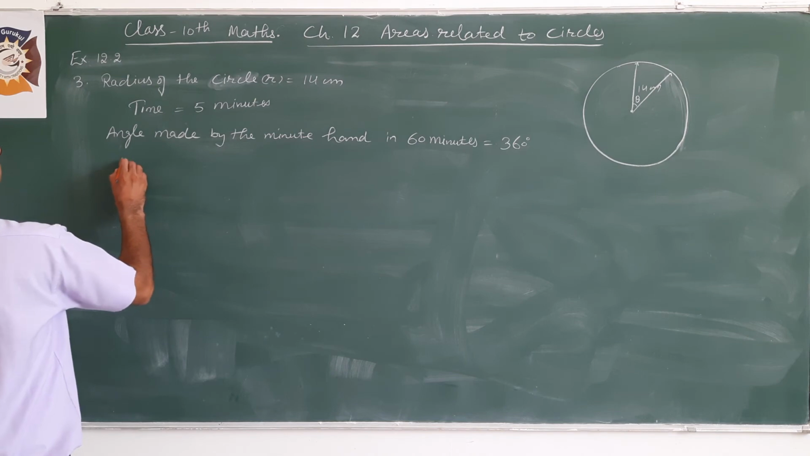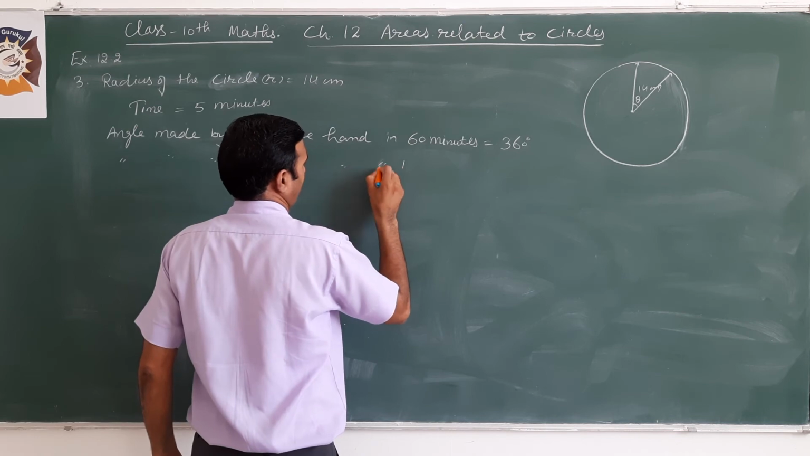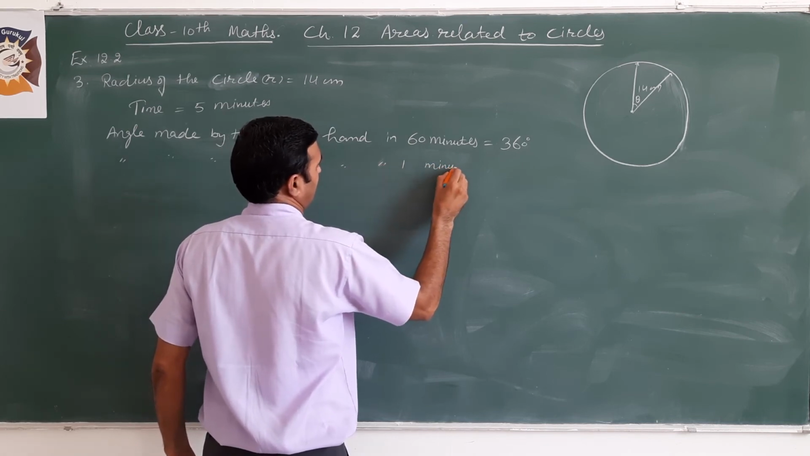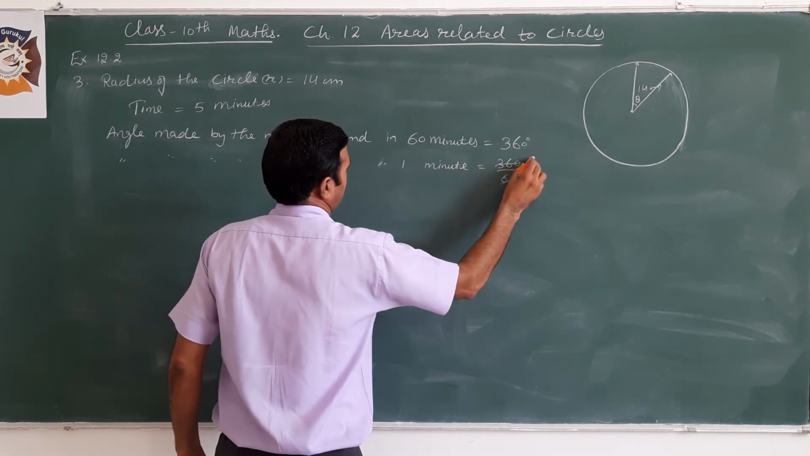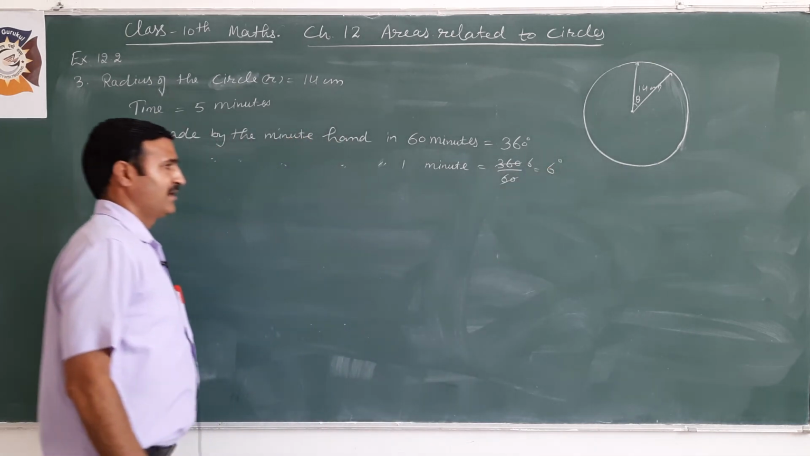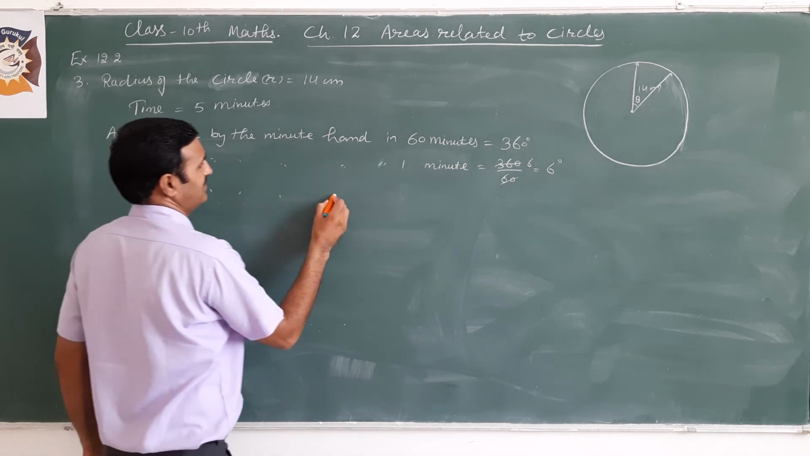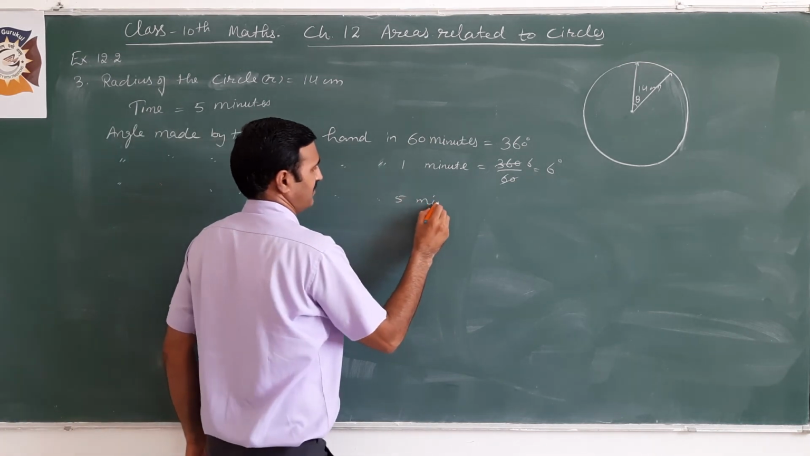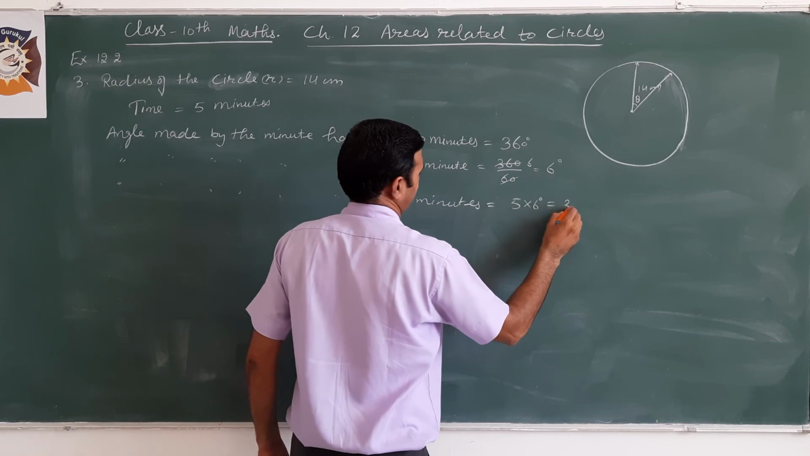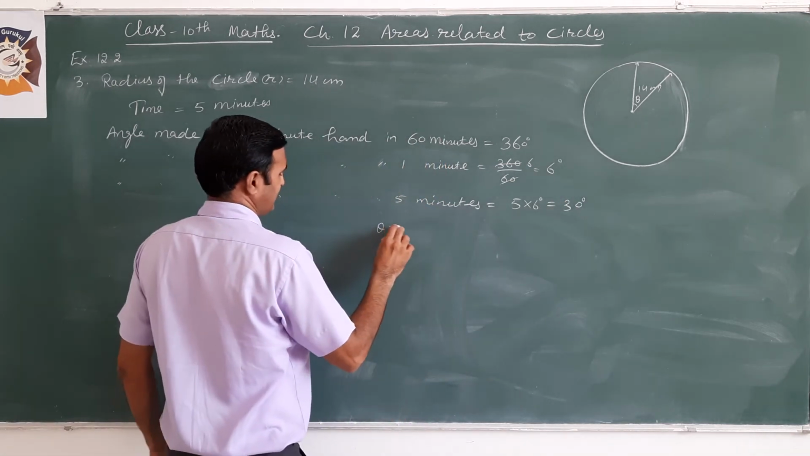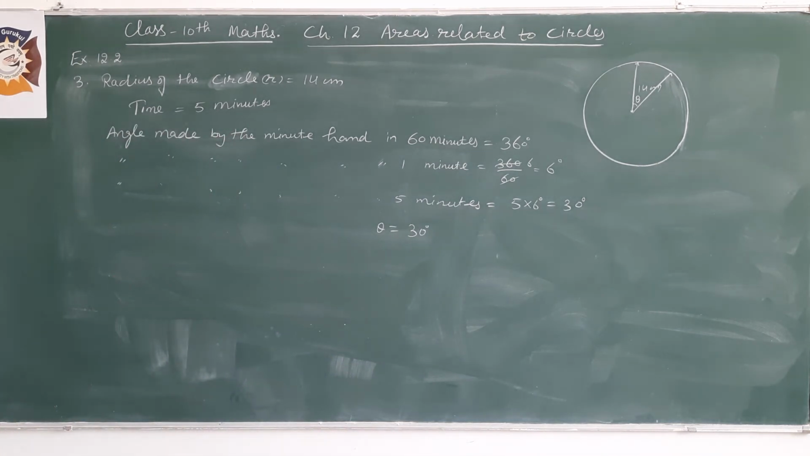Angle made by the minute hand in 1 minute is 360 upon 60, that is 6 degree, and we have to find the angle of 5 minutes. So, angle made by the minute hand in 5 minutes is 5 into 6 degree, that is 30 degree. So, theta is 30 degree. Now, we can find easily the area swept by the minute hand.